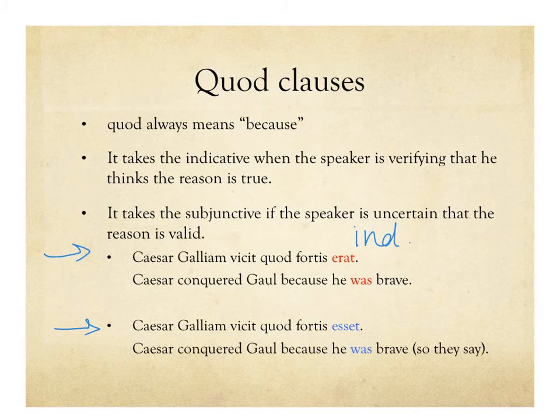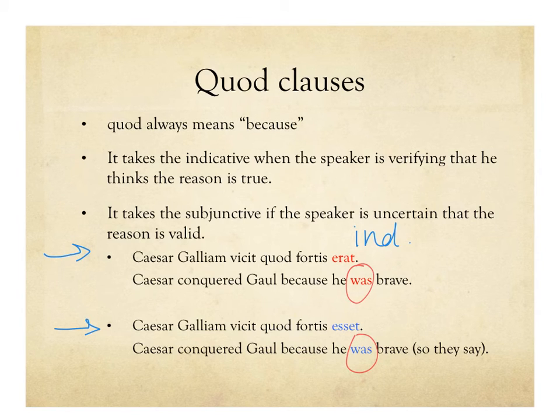In the next sentence, Caesar Galliam vicit quod fortis esset. Caesar conquered Gaul because he was brave. You can see there's no difference in translation. Absolutely none, right? That's the same. But I use the subjunctive here because what I'm saying is, this is what other people think. But me, I'm not so sure that that's the reason why he conquered Gaul. Maybe I think he did it because he was tricky. Maybe I think he did it because he had a lot of help. Maybe I think he did it because the Gauls were really cowardly.